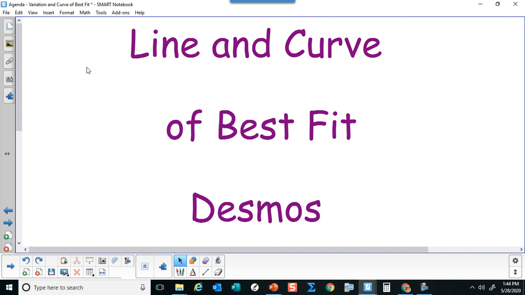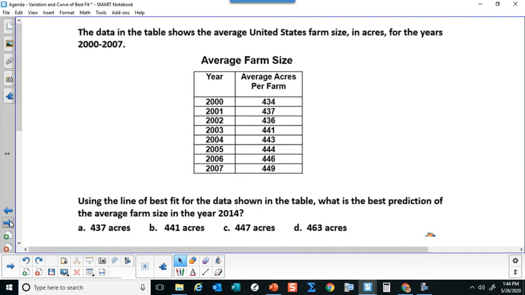Today we'll calculate a line of best fit and a curve of best fit for data given. And we'll be using the Desmos graphing calculator. The data in the table shows the average United States farm size in acres for the years 2000 to 2007.